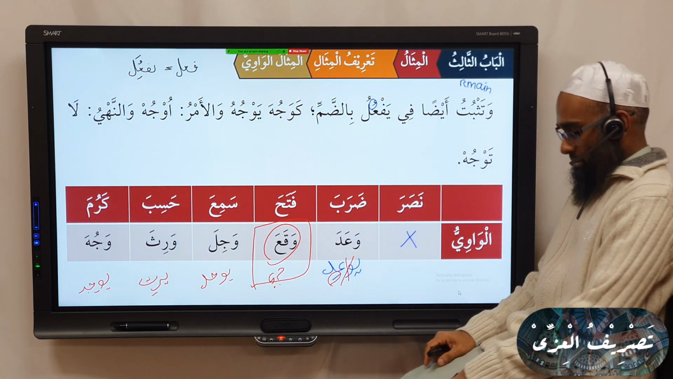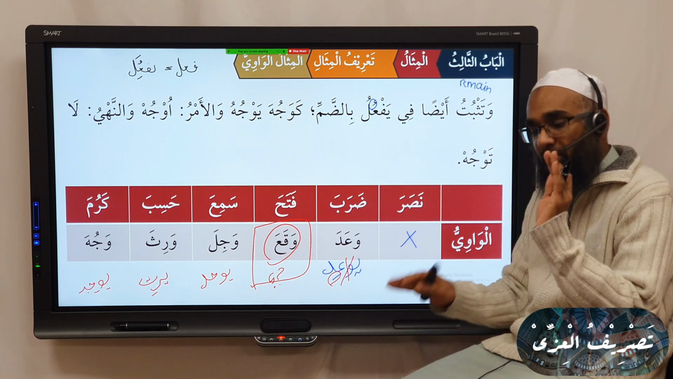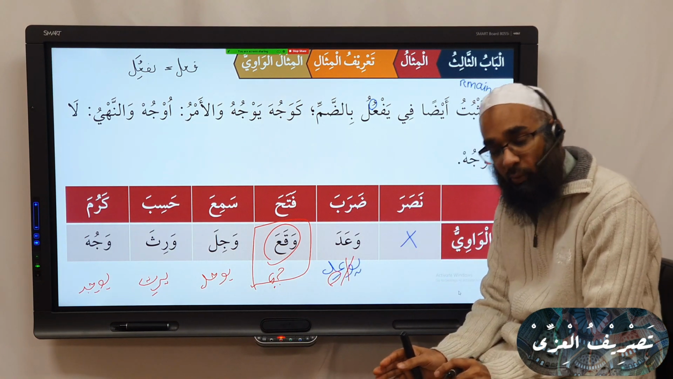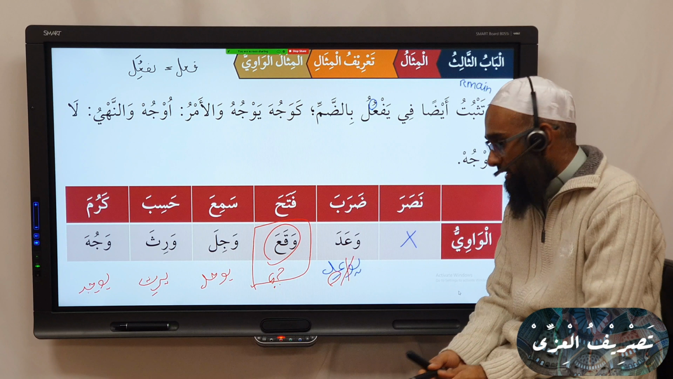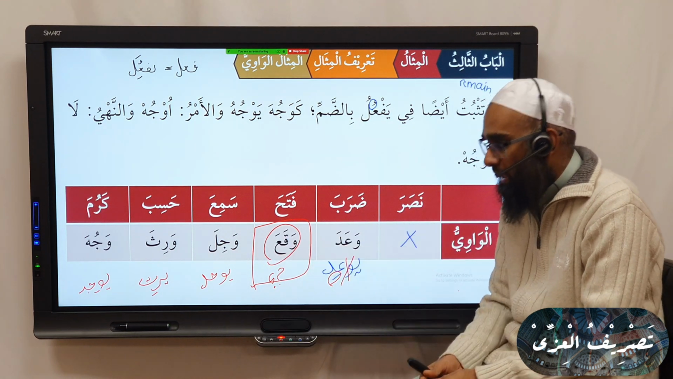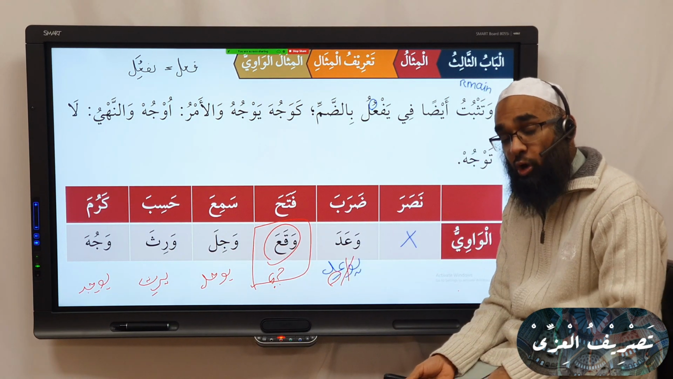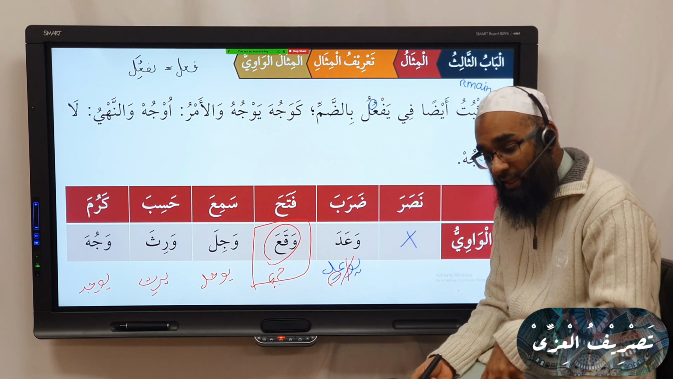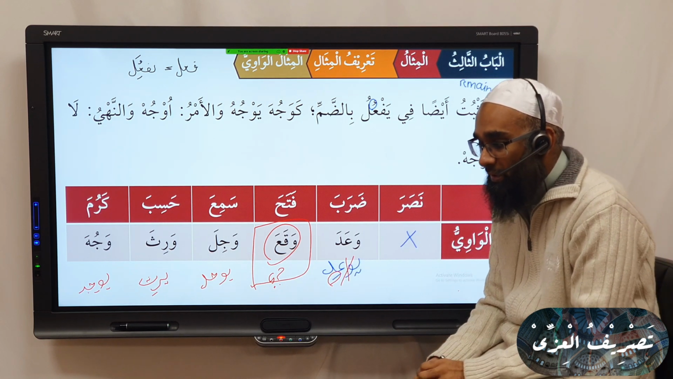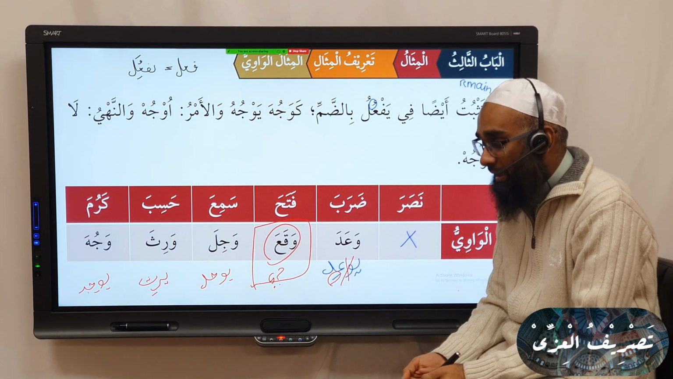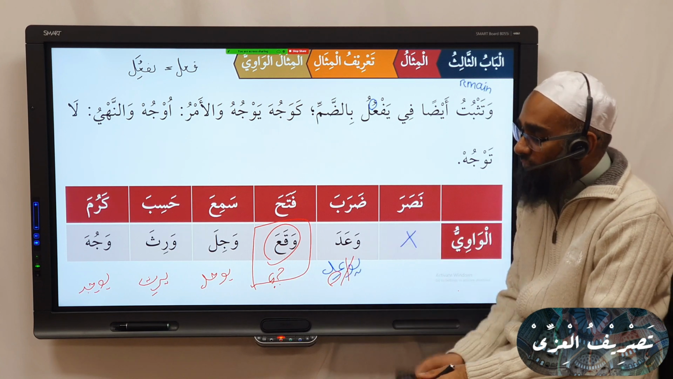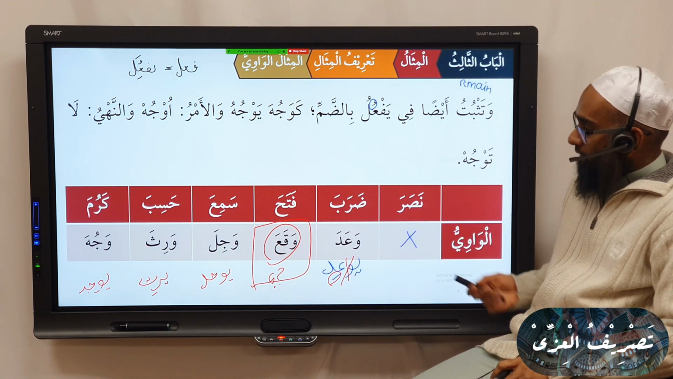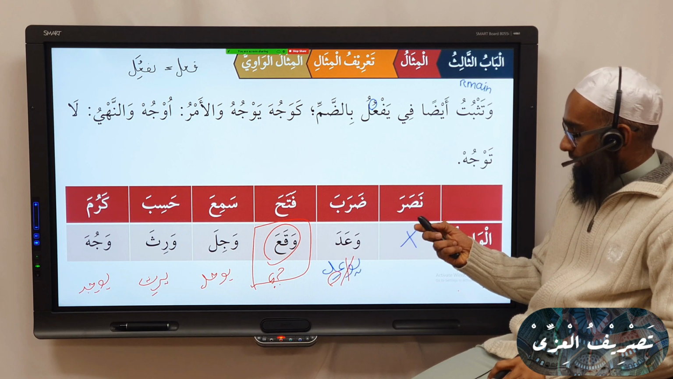Yes? So we've done the main rules. What's the main rule? Madhi. Is there any change in madhi in mithal wawi? No change in the madhi. Look at all of these. The waw stays in place. In the mudari, the waw drops when it's maksurul ayn fil mudari. So for example, yarithu and ya'idu. Now fatah yaftahu, we've got a bit of a problem. That's what we're discussing in this slide.